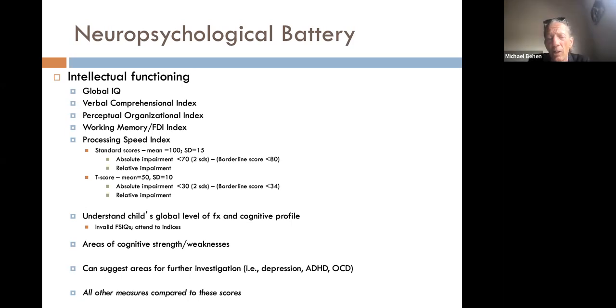So, for instance, in the case of an attention problem, it could be that it's not really the attention, but there might be a global cognitive, an intellectual concern that looks like an attention deficit problem. So we're going to want to know: is there any concern with any aspect of intellect? First, is there a global cognitive problem? We also can get a look at cognitive strengths and weaknesses, which sometimes can be pretty useful.